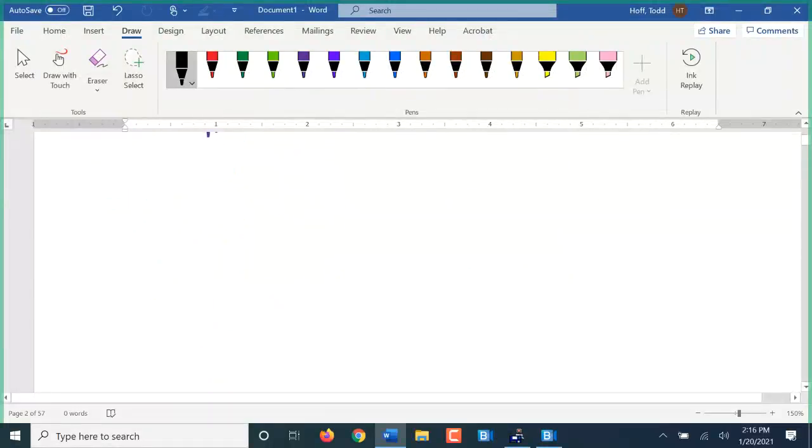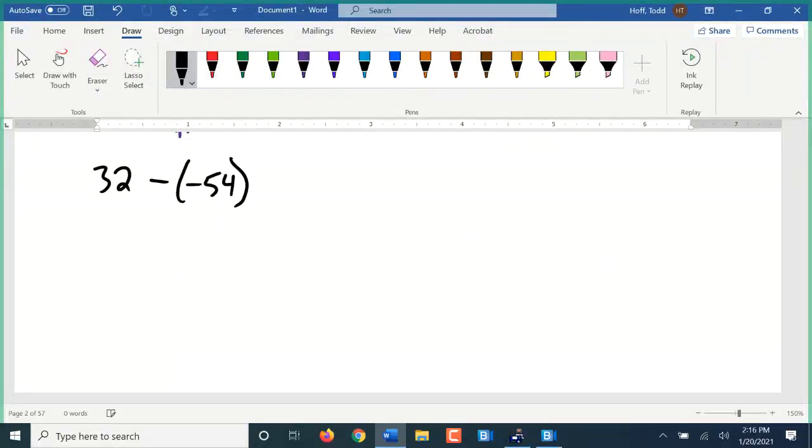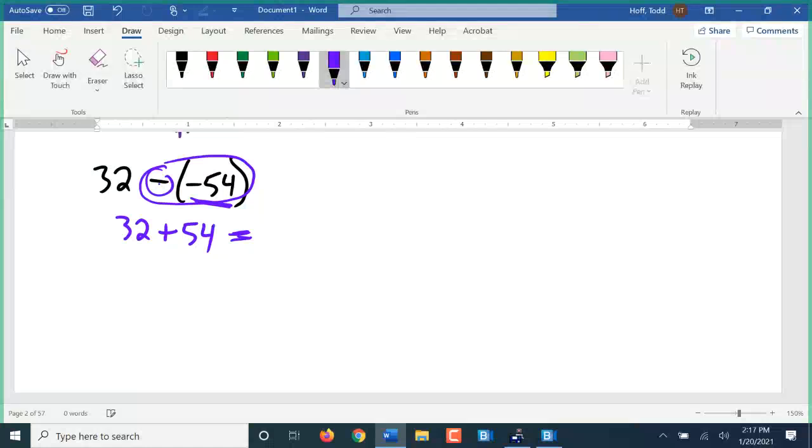One that tends to confuse people is this number. 32 minus a negative 54. Now again, the subtraction operates on the number after it. So the 32 does not change. Subtracting a negative 54 becomes adding the opposite of negative 54. You have to add. What's the opposite of negative 54? Positive 54, or just 54. So we don't need the vectors for this one. Now it's just 32 plus 54 is 86.